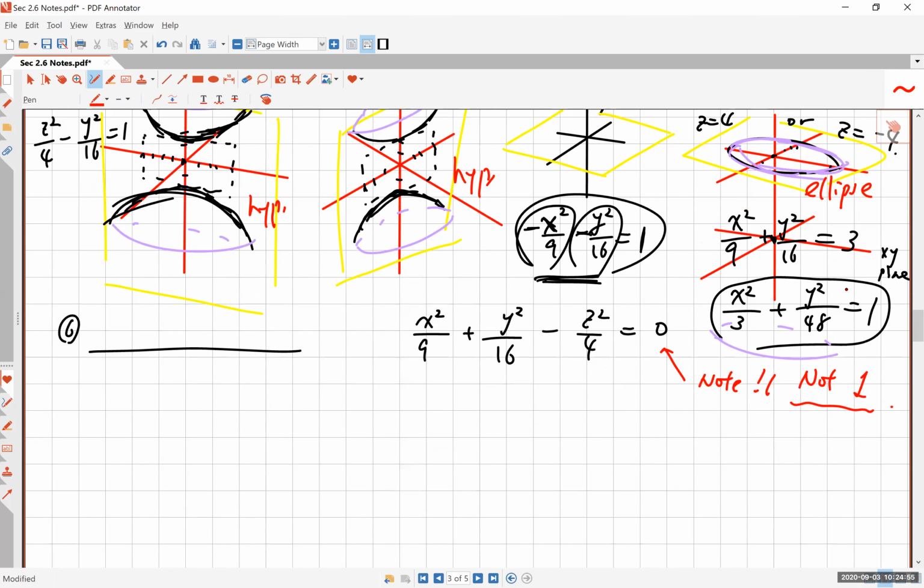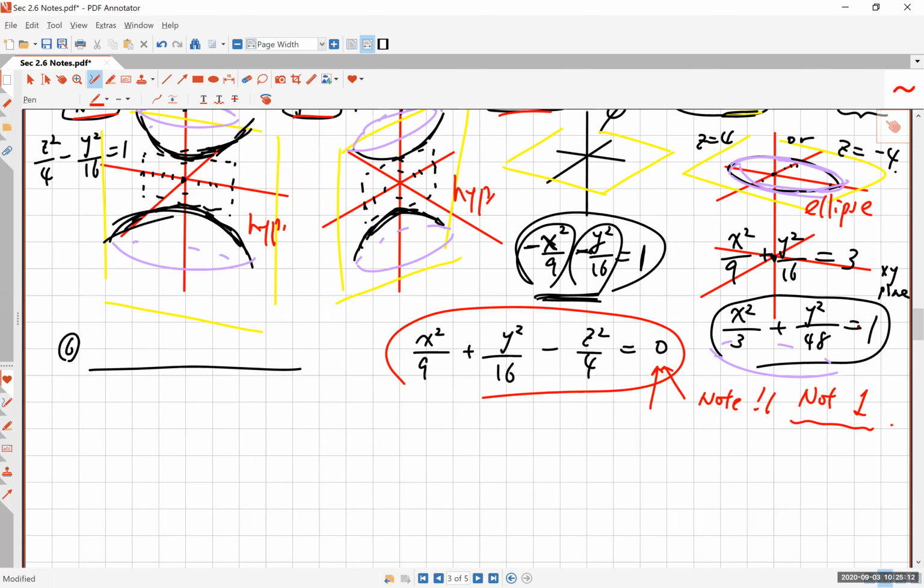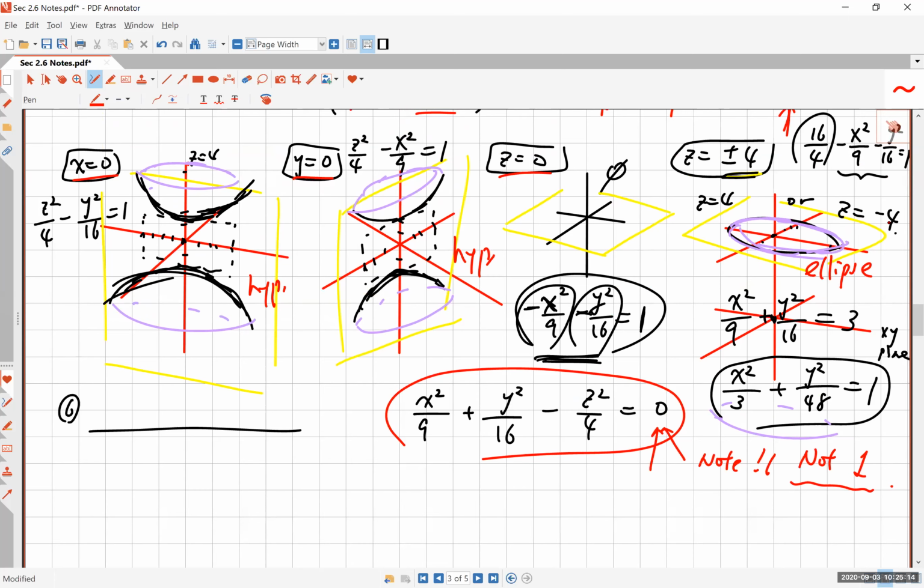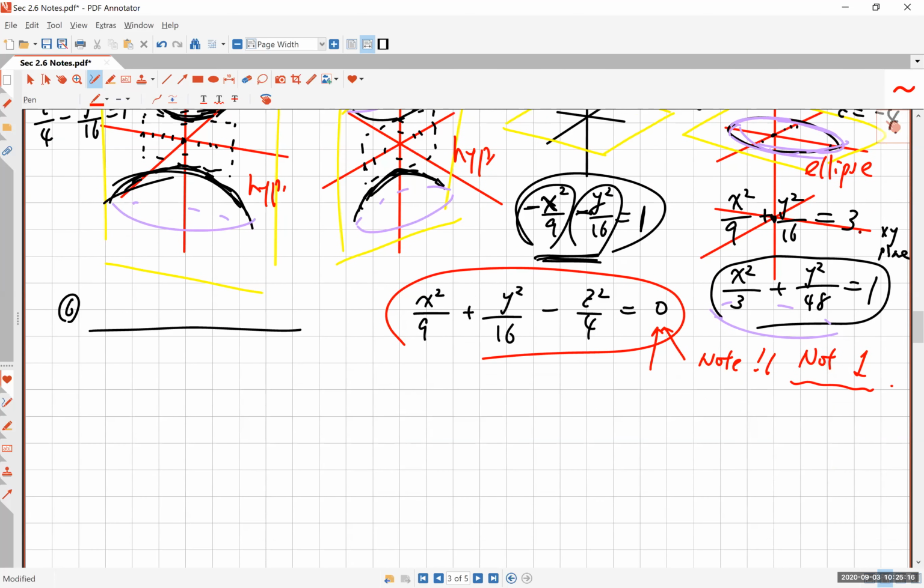Okay, next one. I'm going to pause my second part here, and then I'll go into part 3. But I want you to do this and sketch. Note, this side is no longer 1, it's 0. That's going to change things significantly because now, well, you'll see. Go ahead and do your 3 traces and come back to part 3.